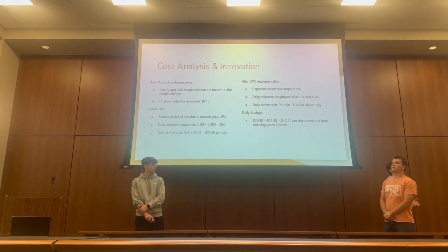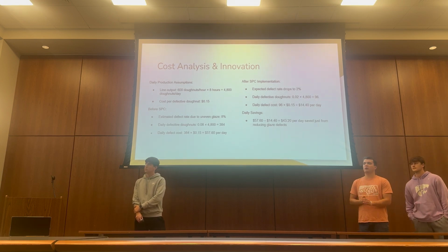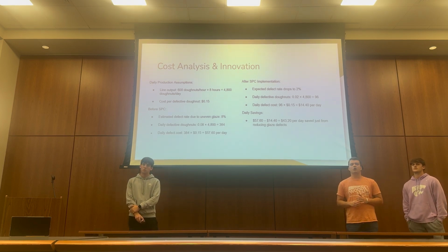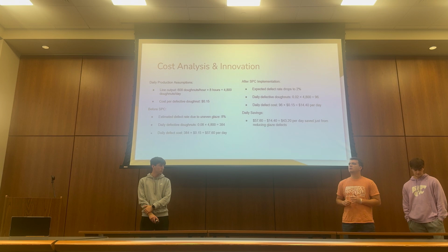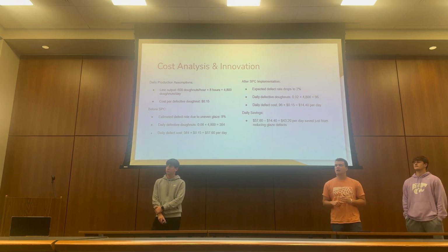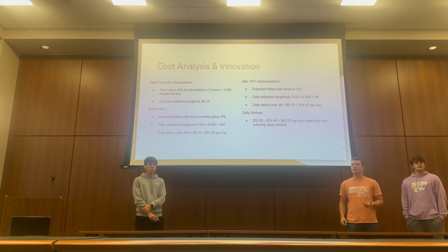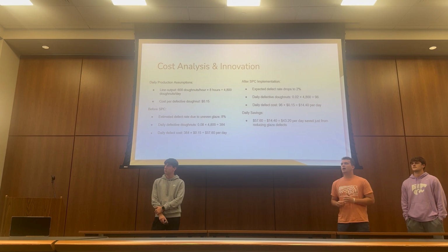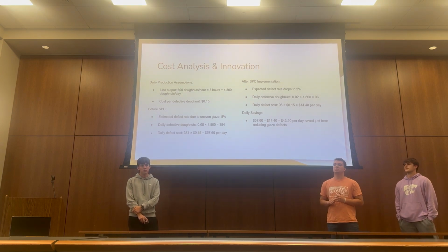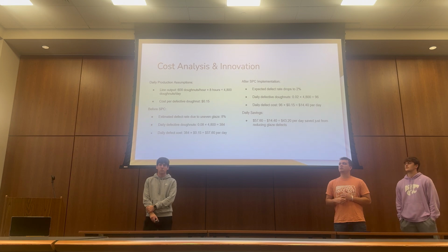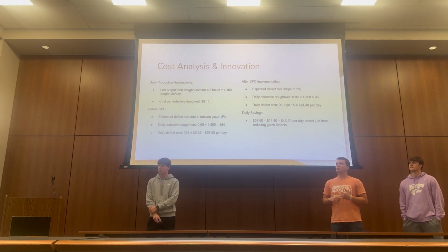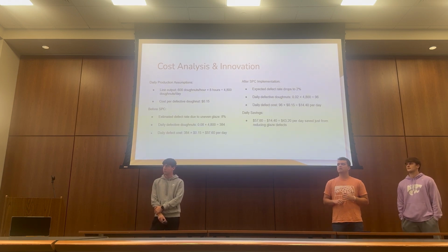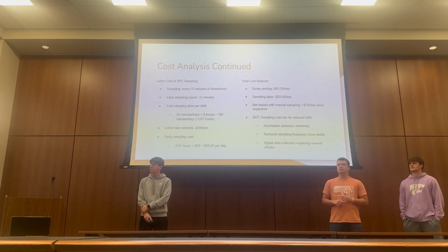So for the cost analysis and innovation, our daily production assumptions were that we were going to output 600 donuts per hour, and over 8 hours, that's 4,800 donuts per day. Our cost that we assumed for a defective donut was 15 cents. We estimated a defect rate due to uneven glaze at 8%, which is about 384 donuts per day that are defective, which costs us $57.60 every day. After our implementation, we expected our defect rate to drop to 2%. That takes our daily defective donuts down to 96 overall, with a defect cost of $14.40 per day. That results in about a $43.20 savings per day just from reduced glaze defects.